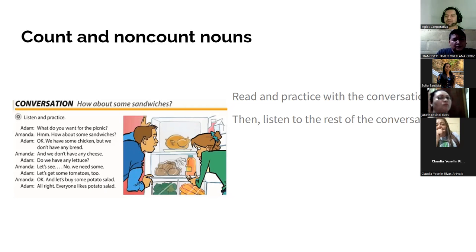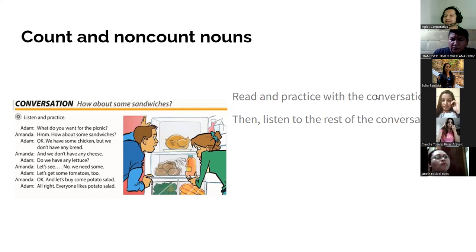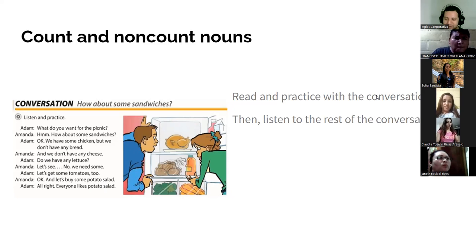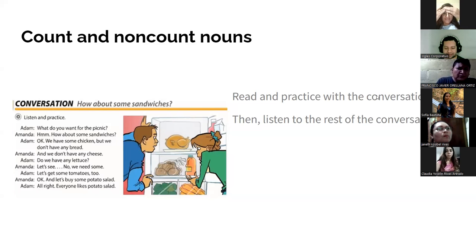Now we are going to practice the pronunciation porque siempre tenemos problemas a veces con la pronunciación, pero practicando se nos va a quitar, ¿verdad? Entonces vamos a ver, let's see who is ready. ¿Quién quisiera participar? Solo para ver la pronunciación de la conversación. Volunteers, voluntarios. I want two volunteers. Okay, Carla, Liliana, and who wants to help Carla? Sofía. Okay, Sofía and Carla. Carla, you can begin and then Sofía can be Amanda, okay? Okay, go ahead.